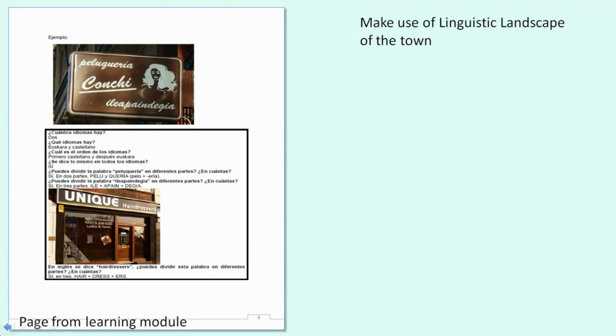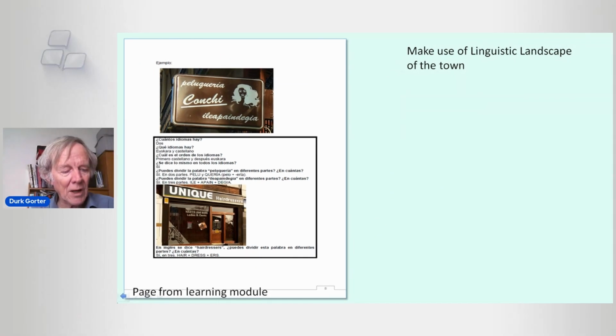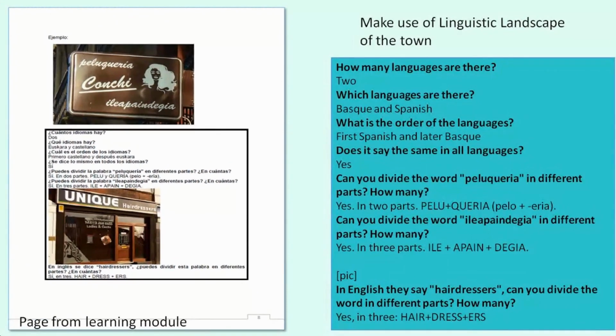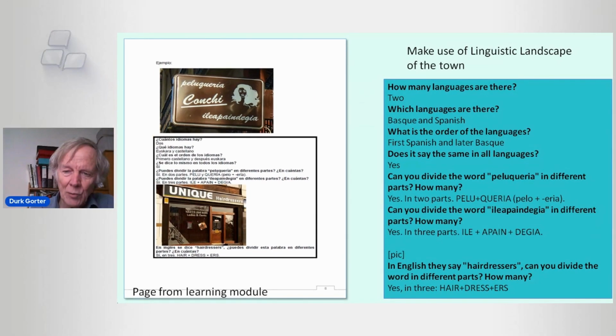So what we did there is make use of the linguistic landscape of the town, and the children had to answer certain questions about the signs that we were presenting in the learning material. So how many languages are there? There are 2. Which languages? Spanish and Basque. What is the order? Or say the same in all languages. Can you divide the word pelicuria into different parts? Can you also divide the word iapandegia in different parts, etc. And then in English, so we had the 3 languages in the same exercise using the linguistic landscape.